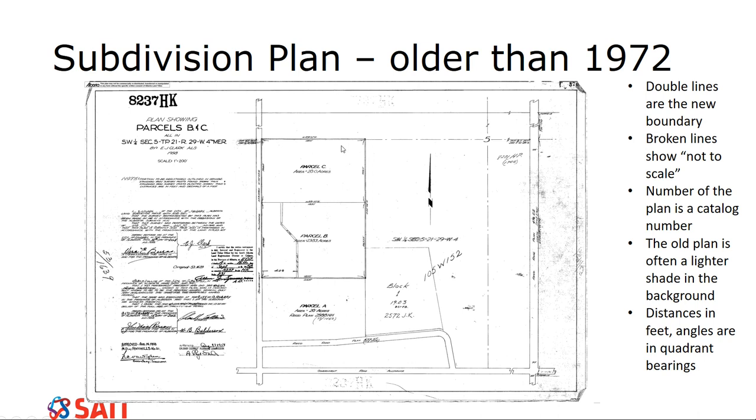And so they were showing the full section of land, but they didn't need to show all the empty space in between, so they used these little lightning bolts to do that. Then the number of plan is this catalog number, which I talked about. So the old plan is often a lighter shade in the background.